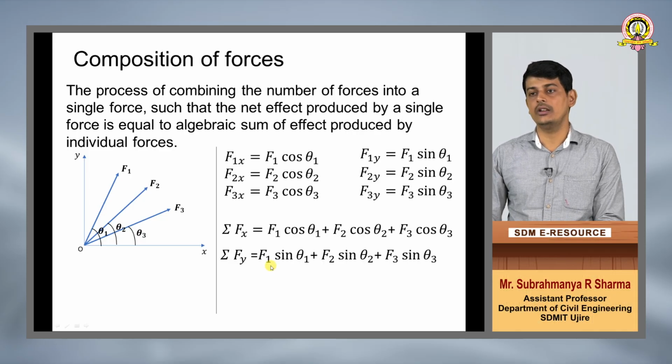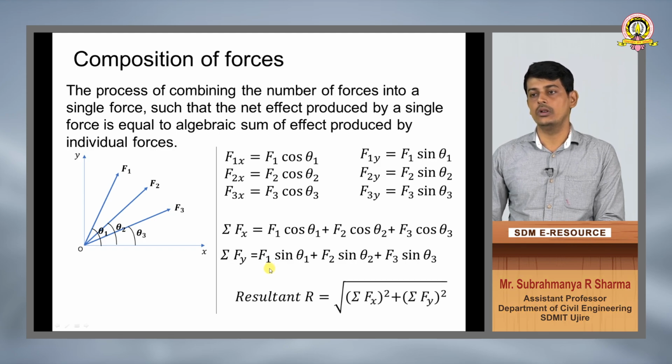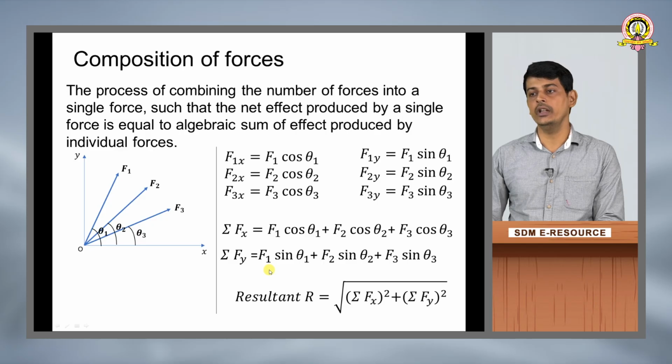Now, to find the resultant, resultant R equals the square root of Fx whole squared plus Fy whole squared, and if you take the square root of that, we will get the resultant.